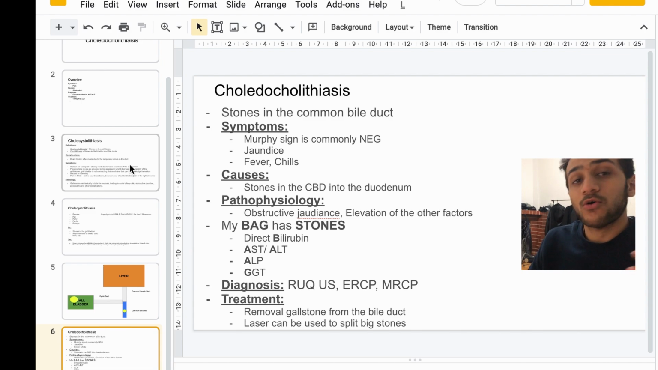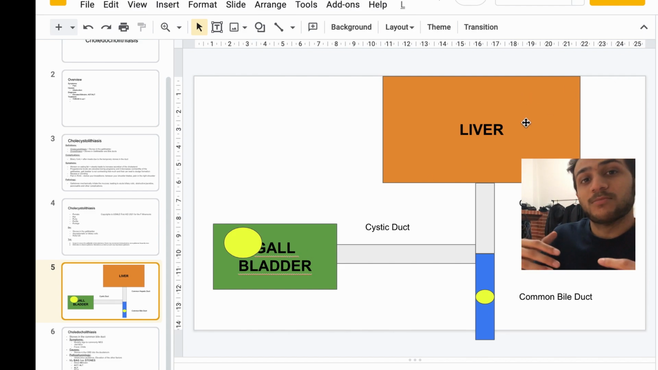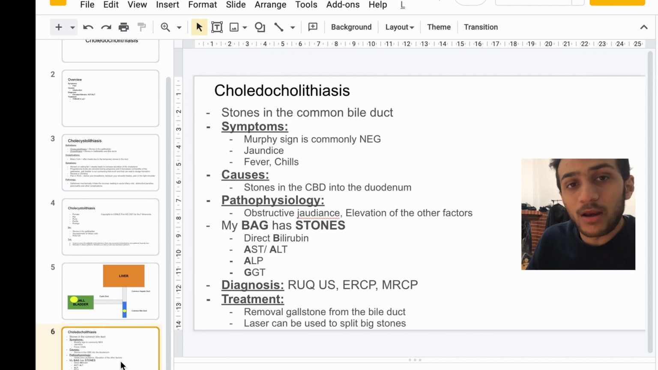Choledocholithiasis. Now you might be like, oh, it's saying all these terms, they seem very similar. But no, choledocholithiasis is the common bile duct. You're obstructing over here. So not only are you going to have jaundice occurring, but you're also going to have elevated liver enzymes. So now you've involved the big boy over here, the liver. That's the main thing.